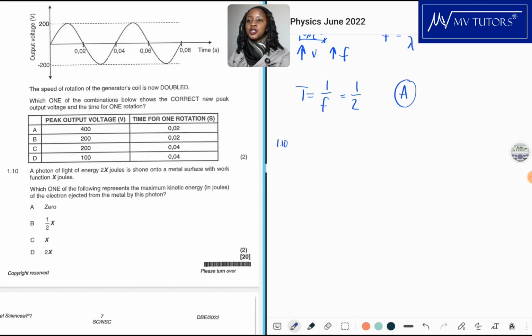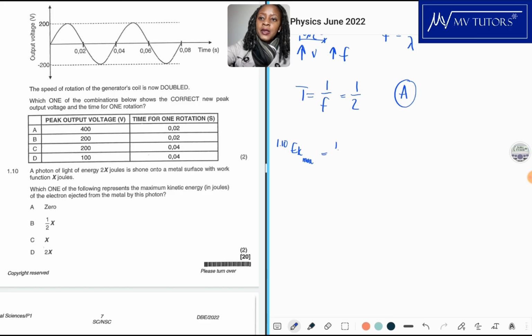And 1.10, a photon of light of energy 2x joules is shone onto a metal surface with work function x joules. Now it says, which one of the following represents the maximum kinetic energy in joules of the electron ejected from the metal by its photon? So you know that kinetic energy, or the maximum in this case, is basically equal to half mv squared. But we do not have the mass, nor do we have the velocity, so we can't exactly say what the maximum kinetic energy is using this equation.